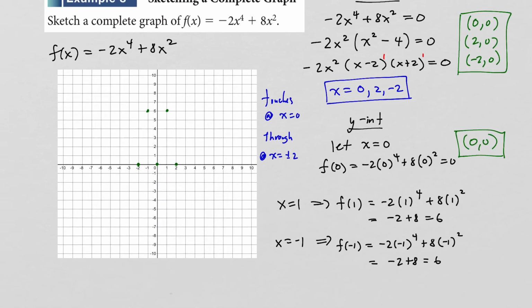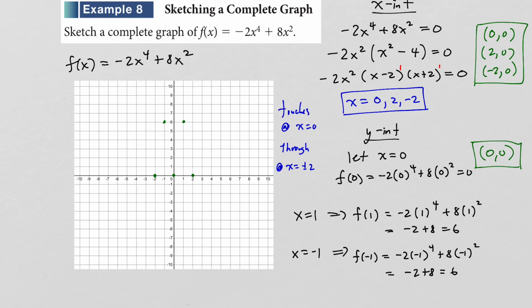The last thing to talk about is the end behavior here. We have a negative leading coefficient, and we have an even degree polynomial. So we know that the end behavior of a function like that is that it should go down on both sides. So once we establish all of this information, we can sketch a graph of this function like so.